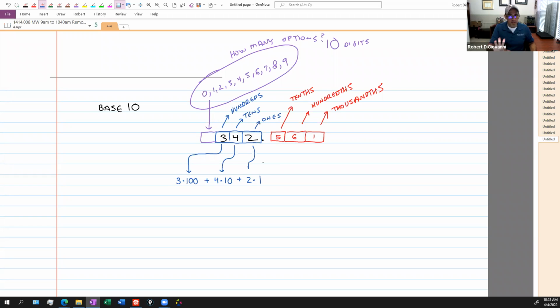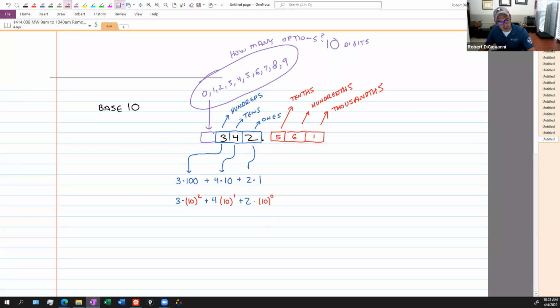Notice something here, something subtle but important. This could be rewritten as 3 times, now 100 is 10 squared, plus 4 times 10, which I could write as 10 to the first power, plus 2, and then I could rewrite the 1 as 10 to the 0th power, because anything to the 0 power is 1. Now that's weird, but I could do that.